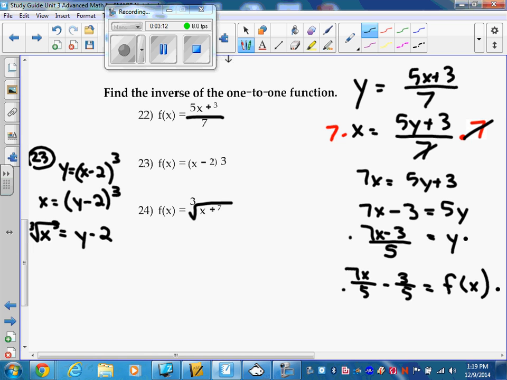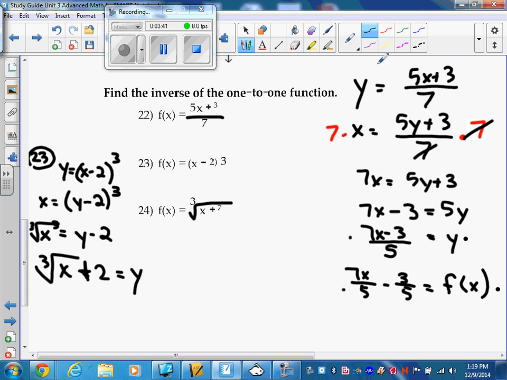So now I'm going to add 2 to both sides. Plus 2 equals y. So the inverse function of this one is the cube root of x plus 2. Now the thing to note here is that the 2 is not under the radical because we added the 2 after we cube rooted both sides. So the 2 is not under the radical.